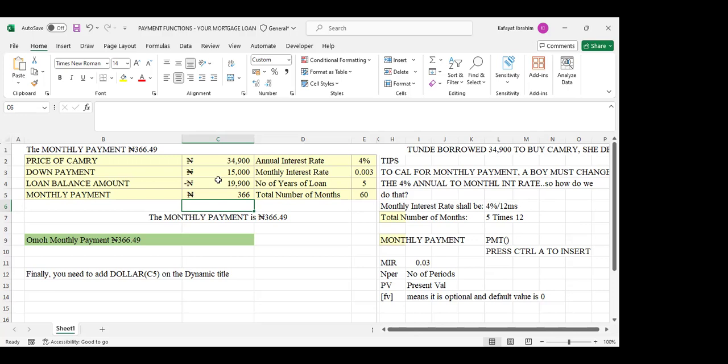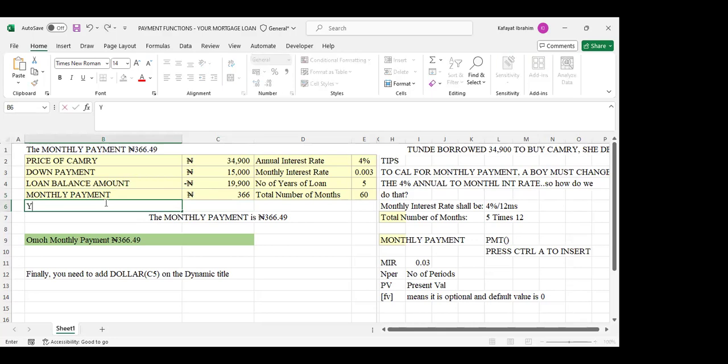Now click on your B6. Let's do yearly. Type yearly payments. Let's see how the yearly payments will look like. Let's assume that he wants to choose the yearly package, right? Let's see how much he's going to be paying.